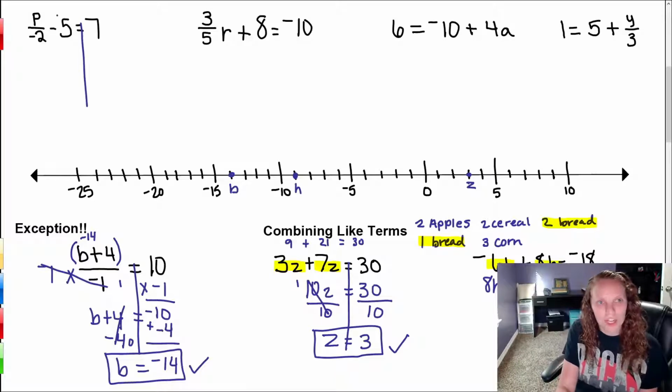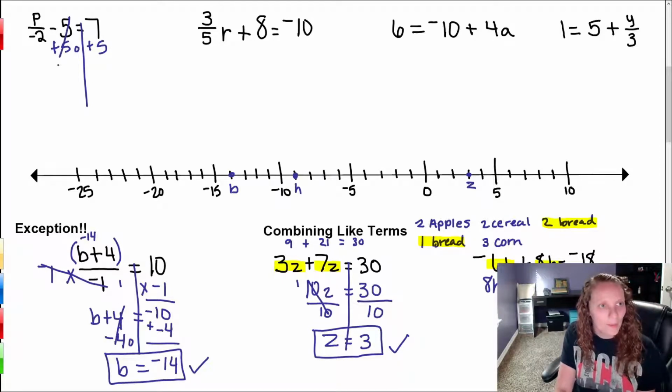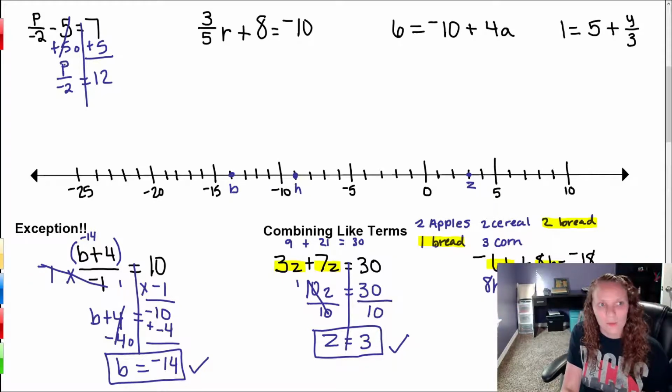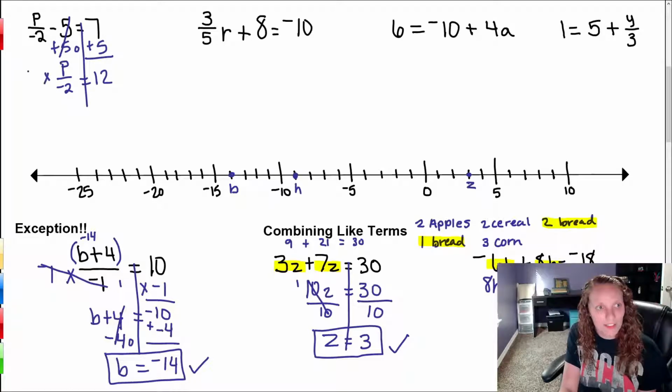So adding or subtracting first, I see a minus 5, and so the opposite of minus 5 is plus 5. We're going to do that to both sides. Negative 5 plus 5, that cancels out to 0. So now we have p over negative 2 equals 7 plus 5 is 12. Now when you see a fraction, all that means is division. But the opposite of divide is to multiply. So we're going to multiply by negative 2 to cancel this out.